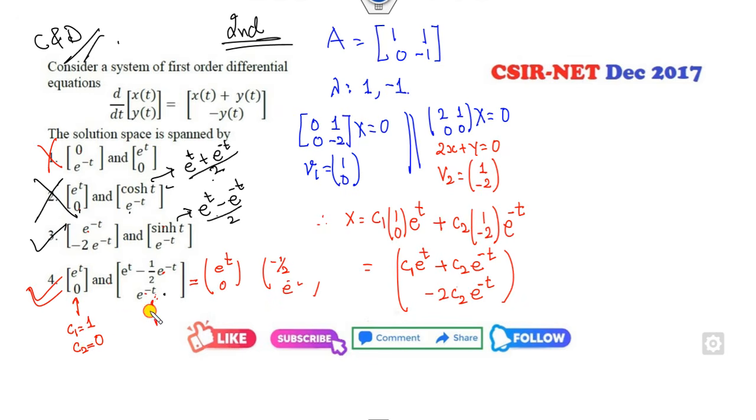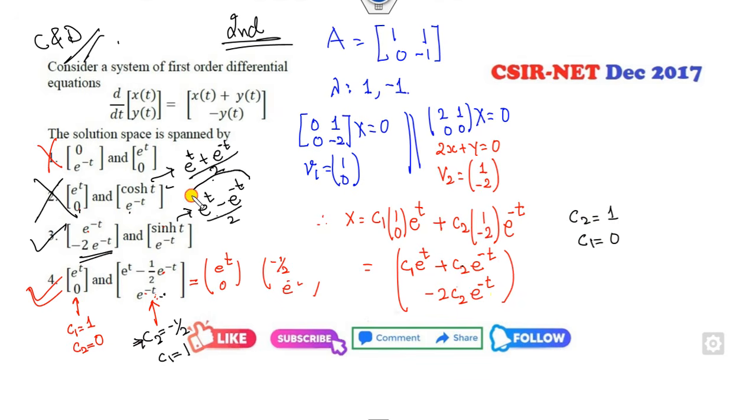This component, how can I obtain it from here? I can take c2 as minus half, and c1 will be plus 1. Fine, this option is correct. For this option, e raised to power minus t, c2 will be plus 1 and c1 will be 0, so this option is correct.